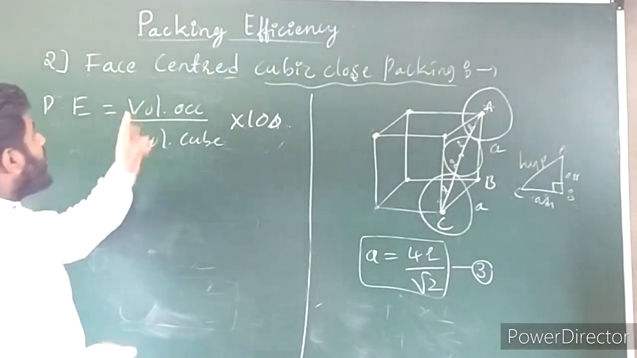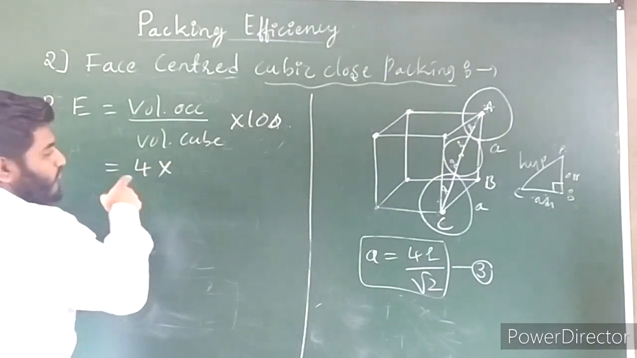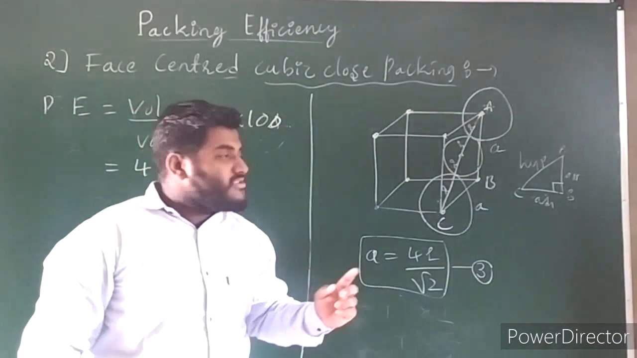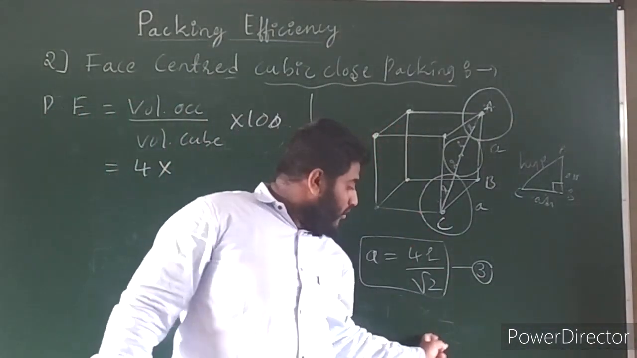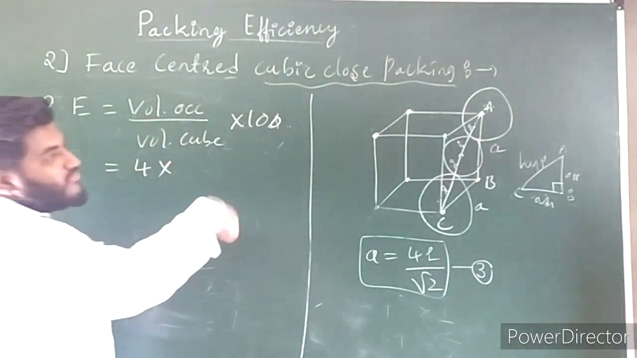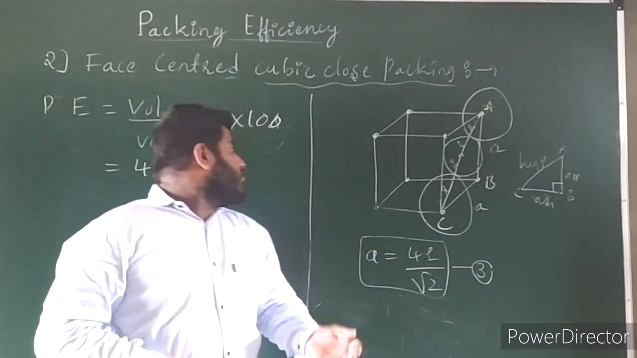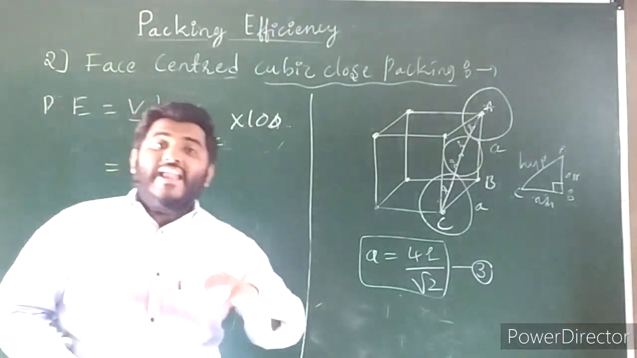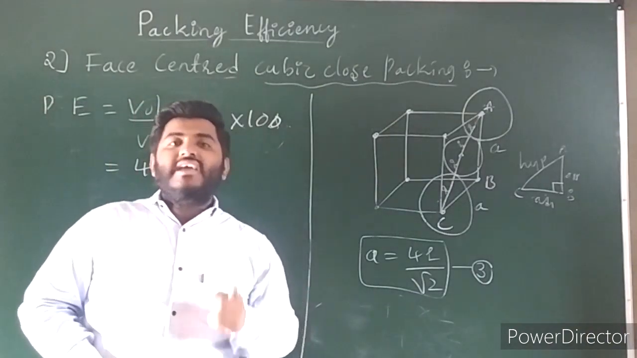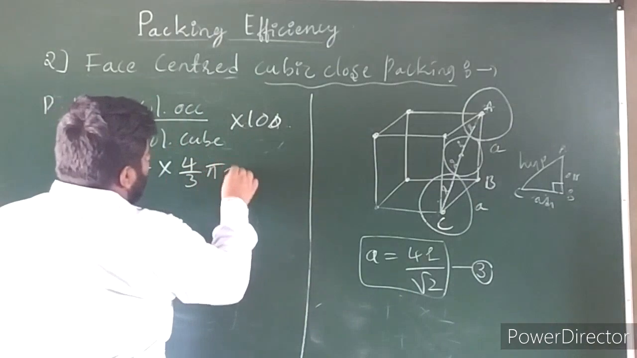See here. Now volume occupied means how many atoms are there? 4 atoms. Why 4, guys? Because for FCC I have told you how to calculate. 4 atoms are there, into volume occupied, which means volume of the sphere. 1 atom is considered as a sphere, right? So total 4 atoms are there. What is the volume of the sphere? 4 by 3 pi r cube. The formula is the same, 4 by 3 pi r cube.